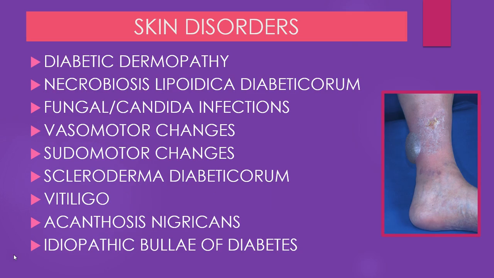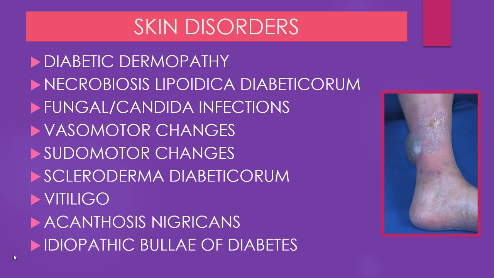There's a significant list of skin disorders that occur with increased frequency in the diabetic patient. This includes vasomotor and pseudomotor changes of the skin, which are important to recognize and treat because they predispose the patient to infection and injury. We have idiopathic bullae of diabetes, which not infrequently is associated with ulceration and staphylococcal or streptococcal infection.